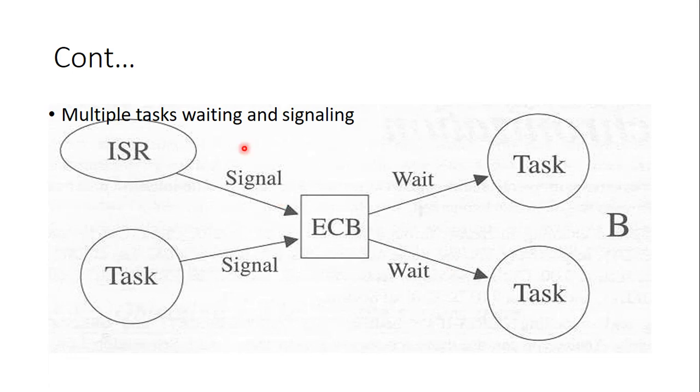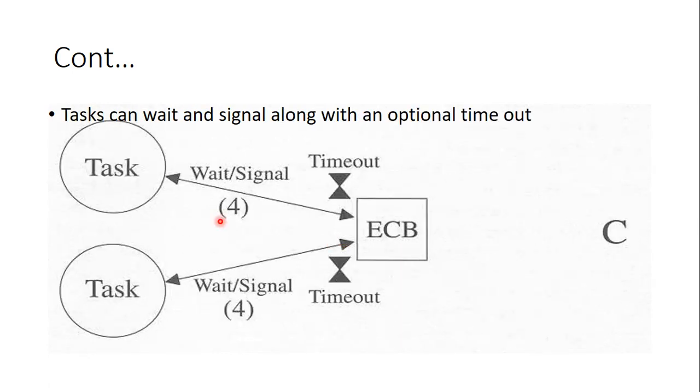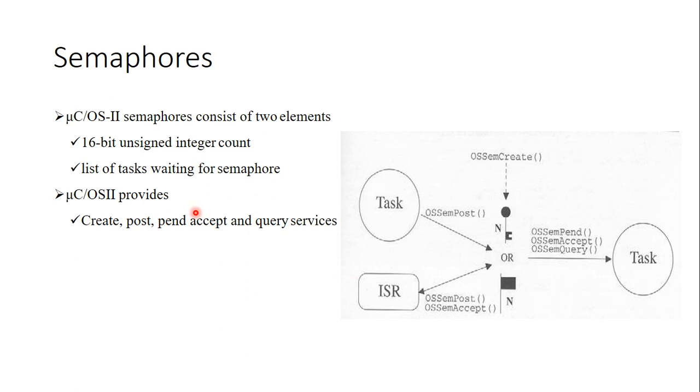For multiple task waiting, they have to generate the signal and the wait signal, and contact is done using the event control block. A task can wait and signal along with an optional timeout, meaning the timeout facility is also provided in MuseOS. For semaphores in MuseOS, we have two elements: a 16-bit integer counter and a list of tasks waiting for the semaphore. For that, we have to create signals like the semaphore pend, accept, and query signals. So MuseOS provides services like create, post, pend, and accept. This is basically the semaphore way of interprocess communication.